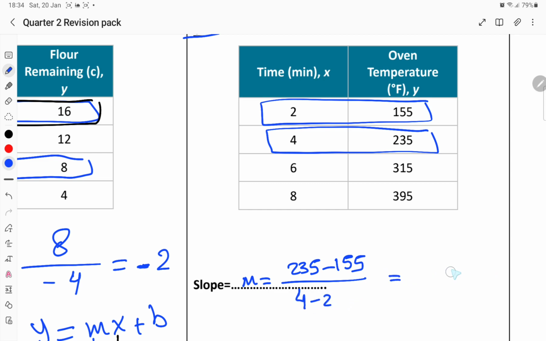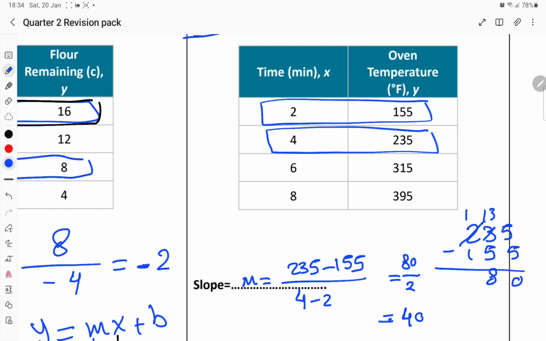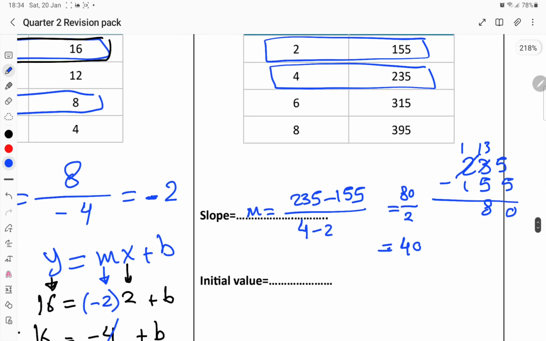Subtract 235 minus 155. 5 minus 5, 0. 3 minus 5 can't be done, so borrow: 13 minus 5, 8. So here the numerator is 80. 4 minus 2 is 2. 80 divided by 2 is 40. Very good. So the slope now is 40.